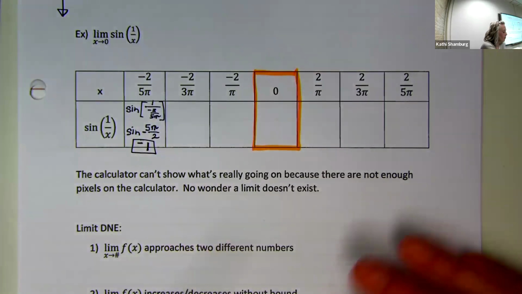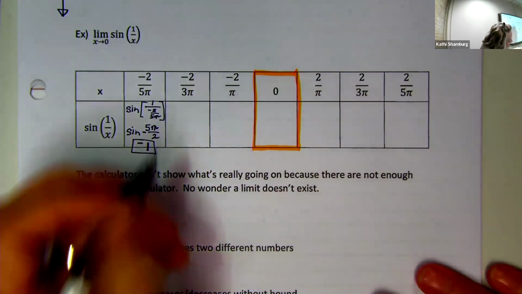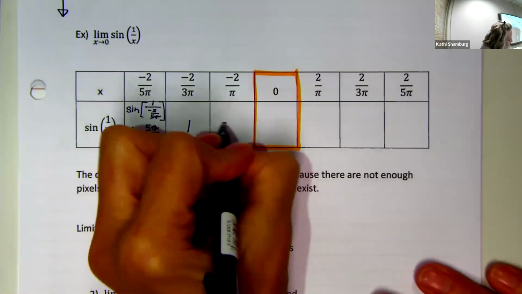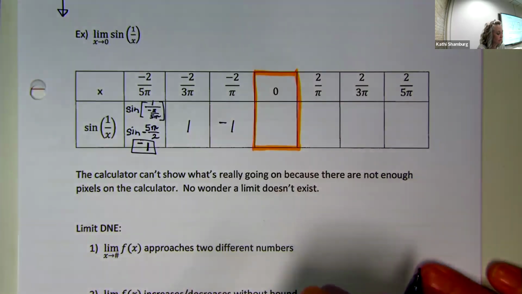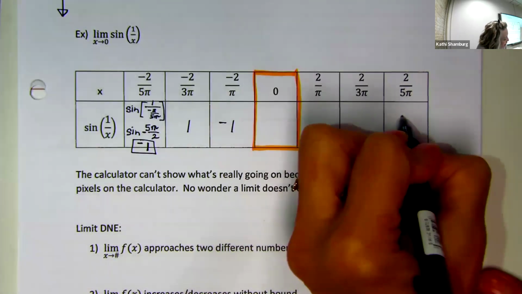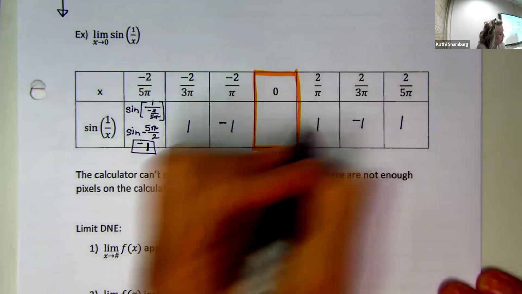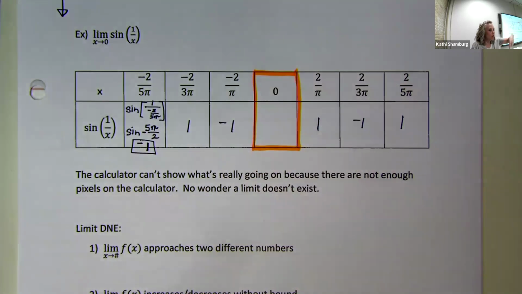Okay? So if we did that for each one, what you would find is this is 1, this is -1. Over here is 1, -1, 1. So notice how it's just going up and down, up and down, up and down. Let me show you what this looks like on a graph. You're not going to see this a lot. I just want you to get a visual of it. This is what we call oscillating behavior.